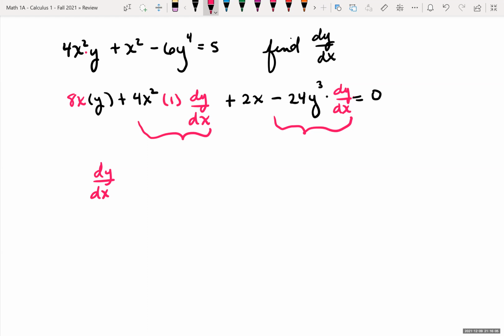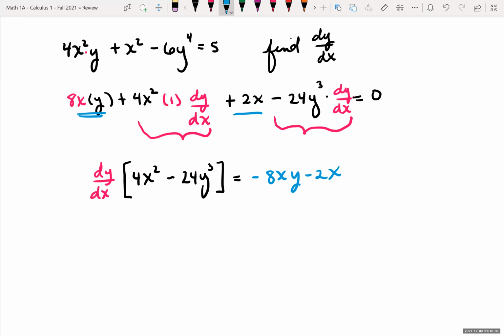So let's factor out dy/dx from that 4x squared dy/dx, which leaves you with just 4x squared, minus, and let's factor out the dy/dx from the 24y cubed dy/dx. So that would just leave us with 24y cubed, equals, so we're going to move over this 8xy to the other side. So this is minus 8xy. And we're going to get the term 2x to the other side. So that's minus 2x.